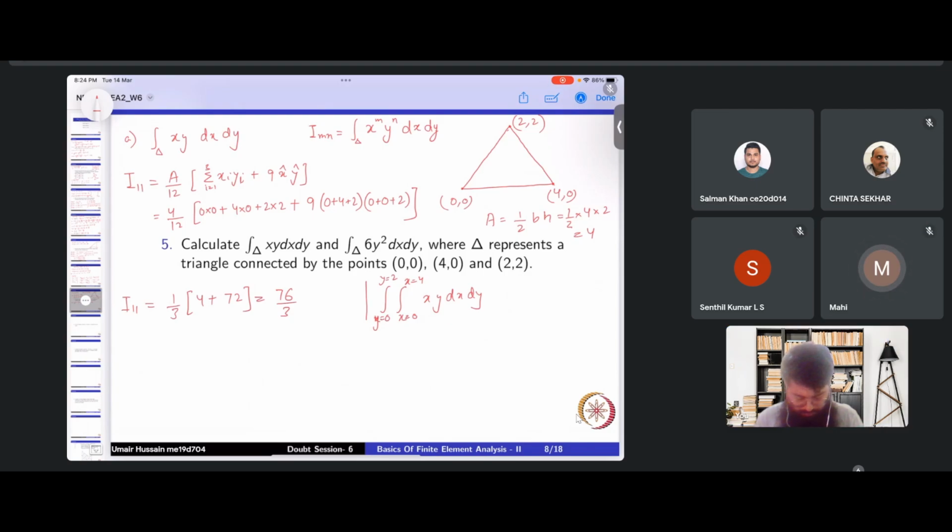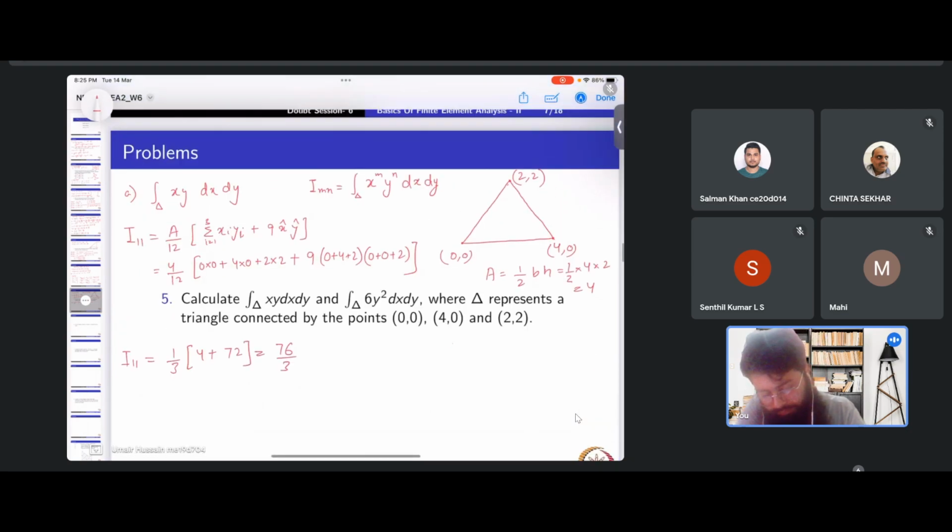16, sir. This is giving you 16. Then this must be some issue. So this actually does not mean that. Okay, so we need to solve this. Okay, so this should be the value for I11.